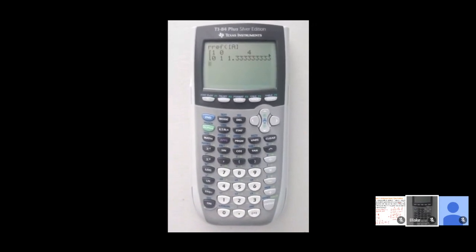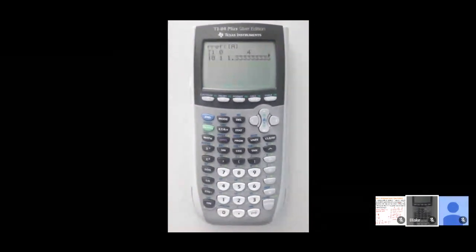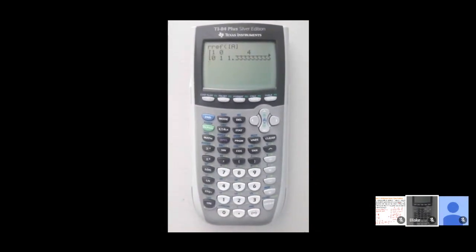So I'm just going to copy that down now on my slides, and then we'll go back to that. So we get 1, 0, 4, and then 0, 1, 1.3 repeating, same thing as 4/3 or 1 1/3. So however you want to write that is fine. Okay, so I'm just going to write it as 4/3 for right now. And you can see if you just convert to a fraction there, it'll do that for you also. All right, so that's what we get for our matrix, right?